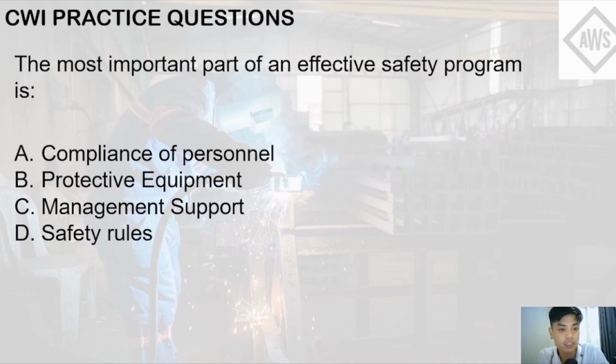Letter C, management support. Like any other programs, maybe it's safety, quality, etc., management support is important for everyone's buy-in and compliance for an effective safety program. Safety rules is basically what entails that safety program. So the rules and regulations, or what consists of the program itself. So the answer here is letter C.